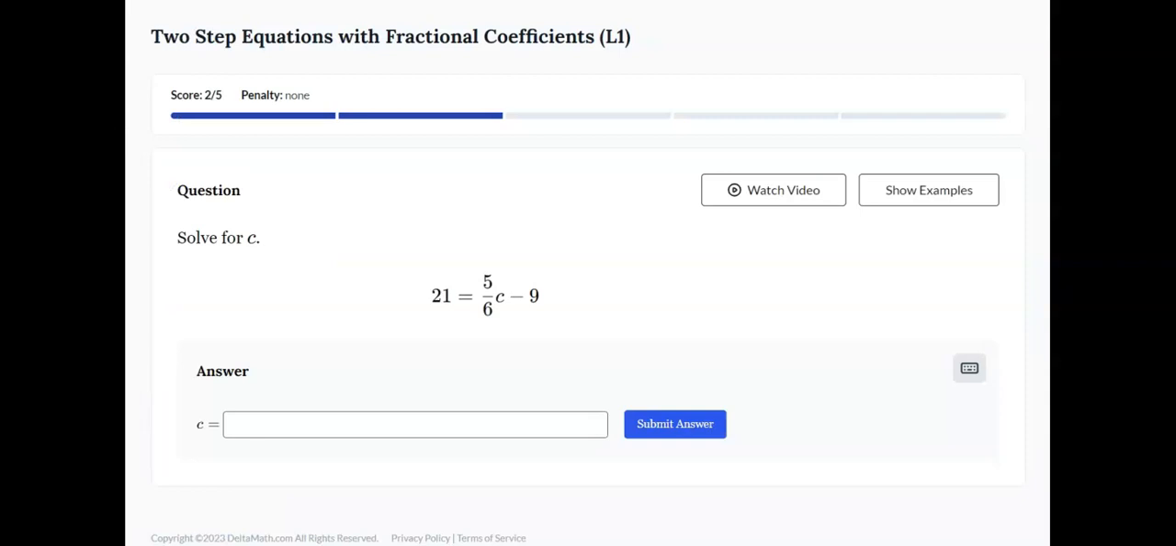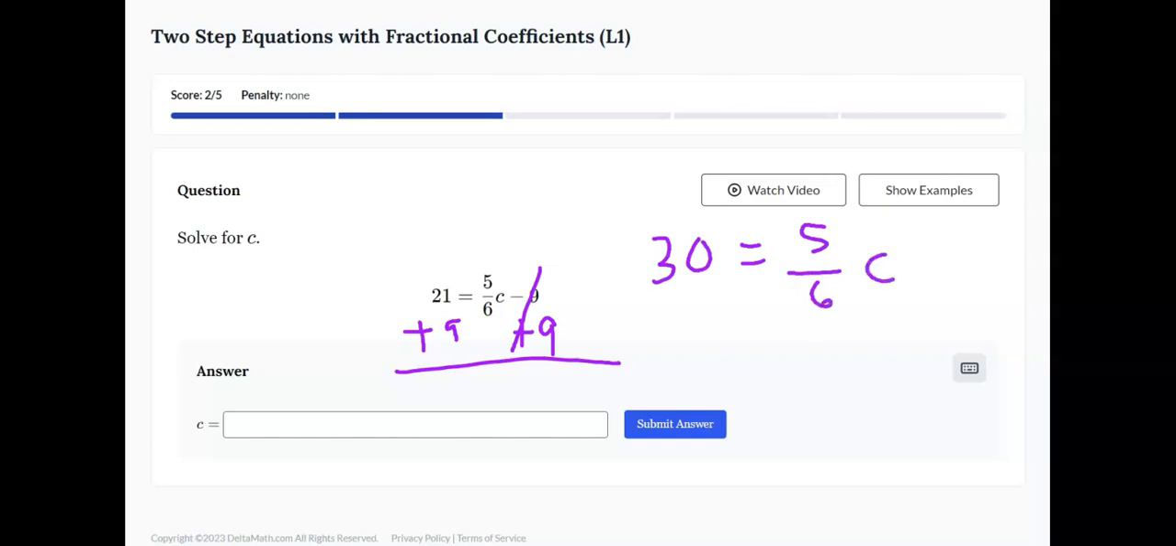In this section, we will not have variables on both sides, but we will have coefficients that are fractions. And when you have coefficients that are fractions, you have to do something a little bit different at the end. So we're going to clear our constant by adding 9 to both sides here. And we're going to get 30 is equal to 5/6 times c. Now I know for many of you, you want to divide by 5/6 here, because that's the opposite of multiplying. But we don't divide by fractions.